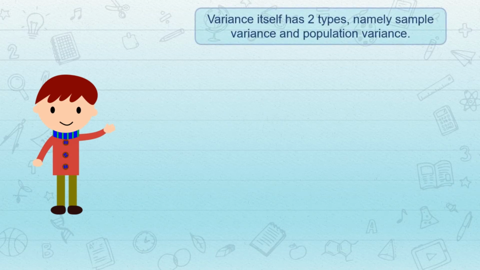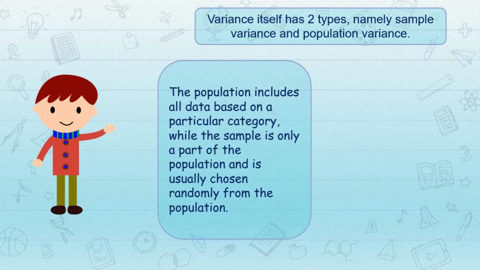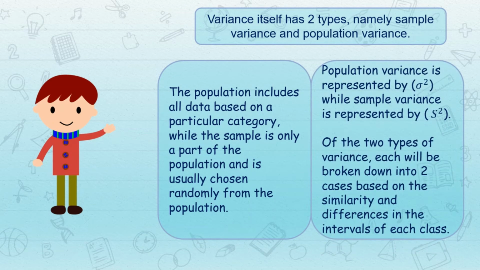Variance itself has two types, namely sample variance and population variance. In this case, the sample is part of the population. The population includes all data based on a particular category, while the sample is only a part of the population and is usually chosen randomly from the population. Population variance is represented by sigma squared, while sample variance is represented by S squared.